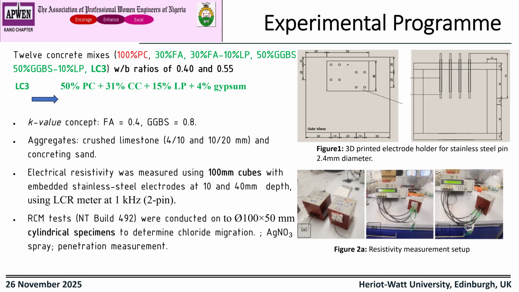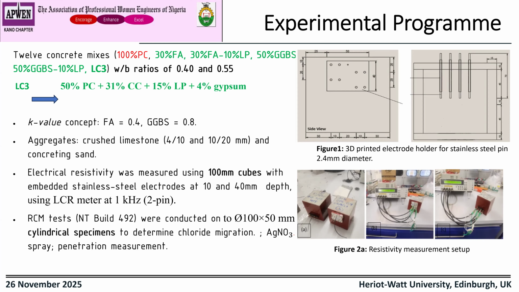In the LC3, the constituents are 50% normal Portland cement, 31% calcined clay, the clay that we heated as I have mentioned before, then 15% limestone powder, that is normal gravel that is ground. Then 4% gypsum. The essence of adding gypsum is to control the setting time of the concrete and also to reduce the effect of sulfate attack.